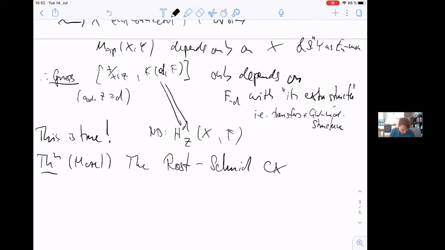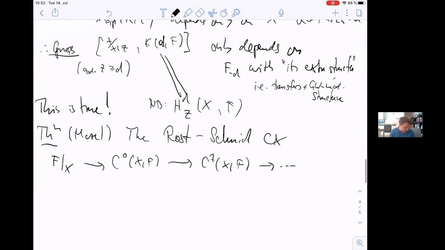looks a bit like this. You take your F and view this as a sheaf on the Nisnevich site of X, and then you can resolve it. So it's C0 of X,F, C1 of X,F, and it keeps going. And this computes cohomology.